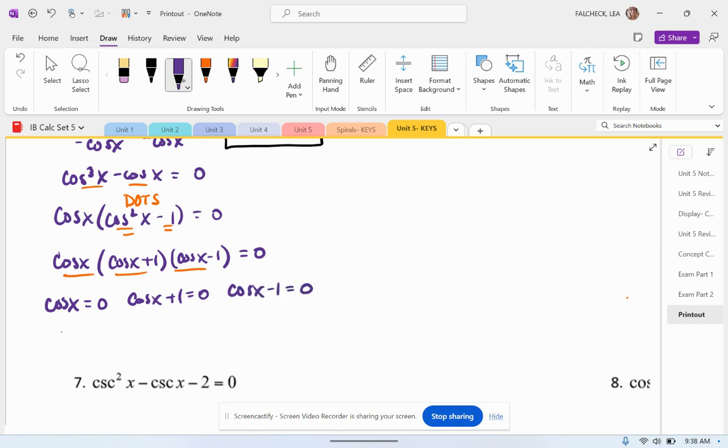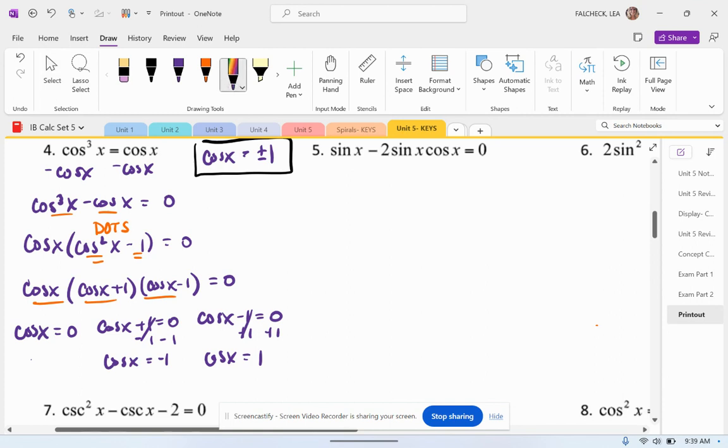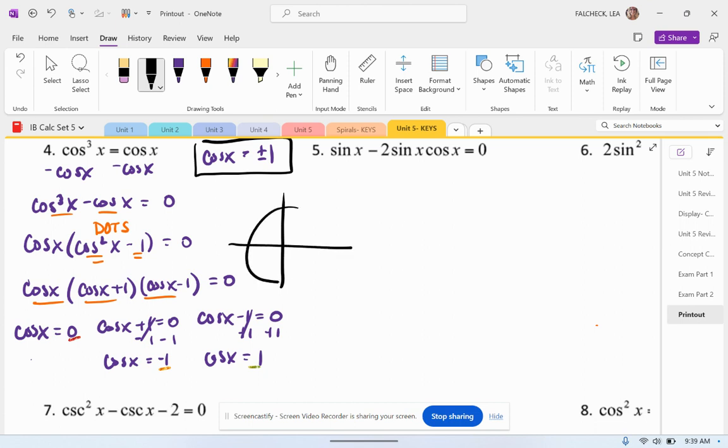And now this one's done. I'm going to move over to the next one here, and this last one. Okay, so whenever I have answers like 0, negative 1, and 1, I'm definitely going to want to sketch a unit circle and figure out what quadrantal angles these are occurring at.